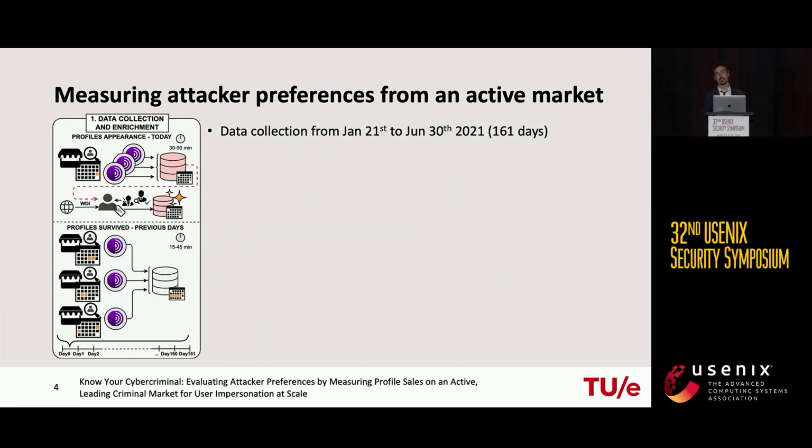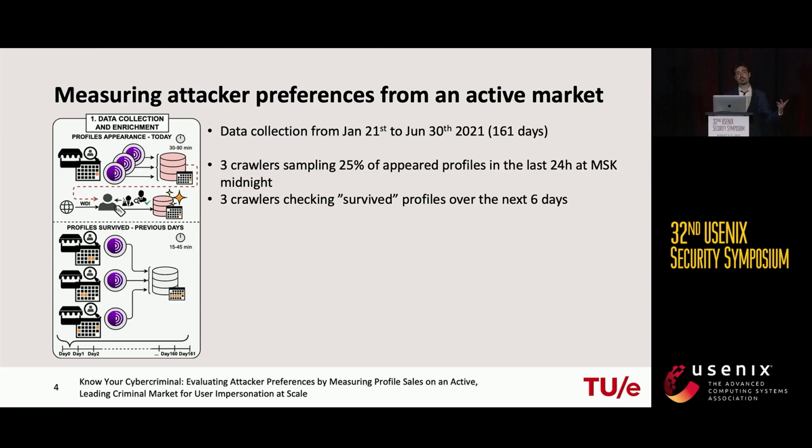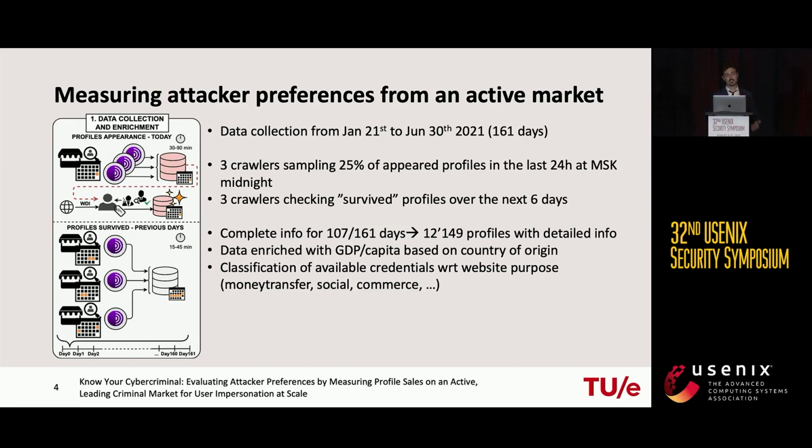So the data collection. We collected data from the 21st of January to the 30th of June 2021 for a total of 161 days. We had 3 crawlers that were tasked to sample 25% of all the appeared profiles in the last 24 hours of the market, so we checked the supply. Another 3 crawlers were monitoring this supply over the following 6 days to see what profiles are still there and which not. If a profile is still there, it was not sold, and vice versa. So we managed to obtain complete information about 107 days for a total of more than 12,000 profiles with detailed information.